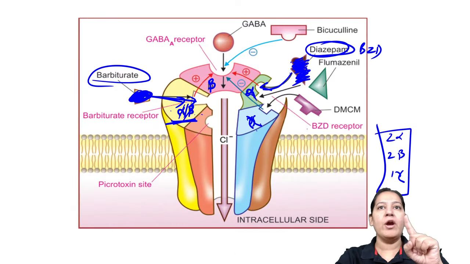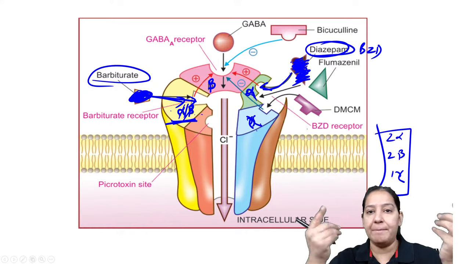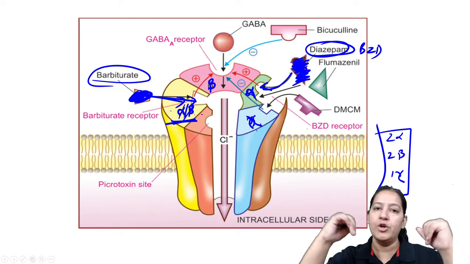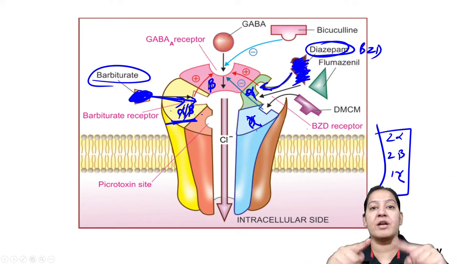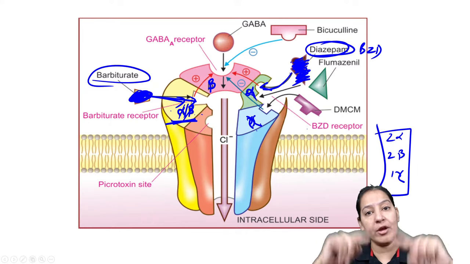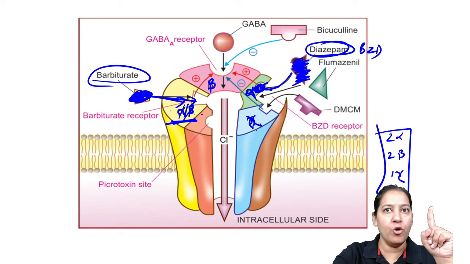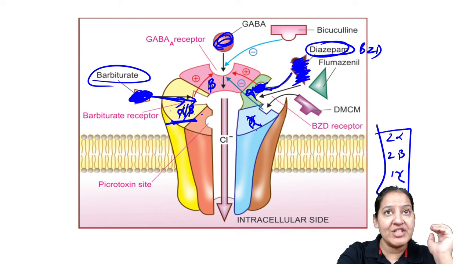So the tablet goes first into the blood. From the blood it goes to the brain. In the brain it goes onto the neuron. On the neuron it goes onto the receptor. The name of the receptor is the GABA receptor. On the GABA receptor, it goes to the alpha gamma junction. On acting on this junction, what will it do? It will increase the activity of natural GABA.